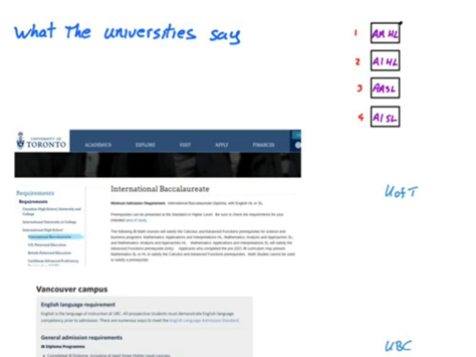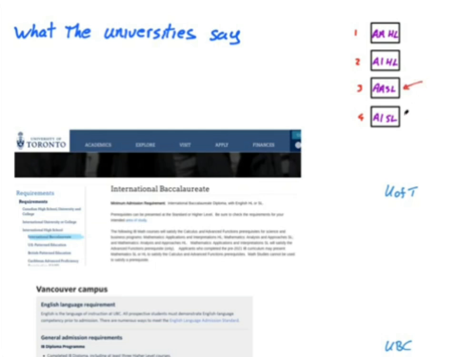For example, to study mathematics in Cambridge, they say they want AAHL only. However, most universities will put these 2 on the same level as equivalent. The bigger issue by far is with the standard levels. A lot of universities, for specific courses that have a high mathematics requirement, say in a lot of countries that they will only accept AASL and they won't accept AISL.